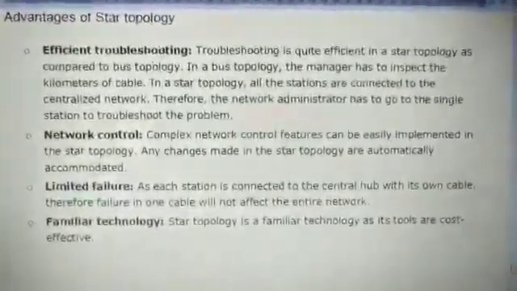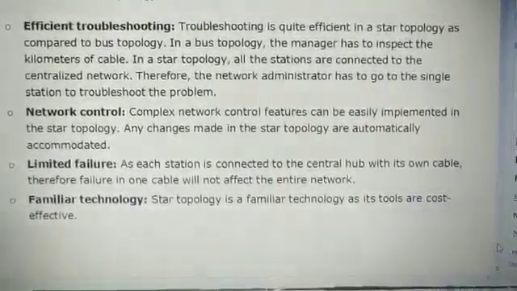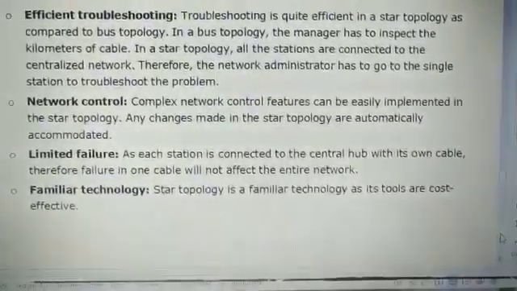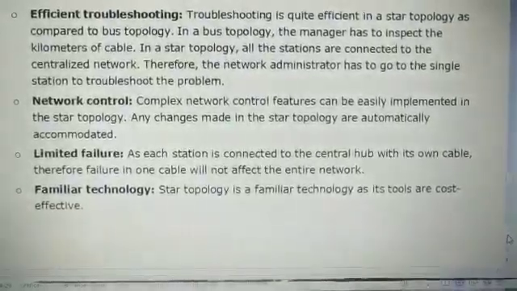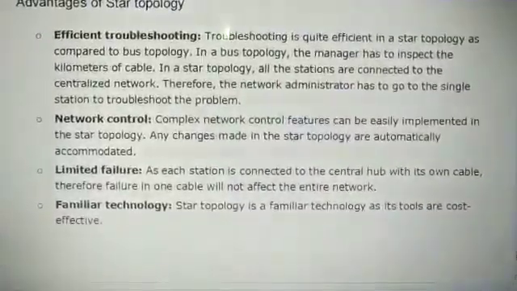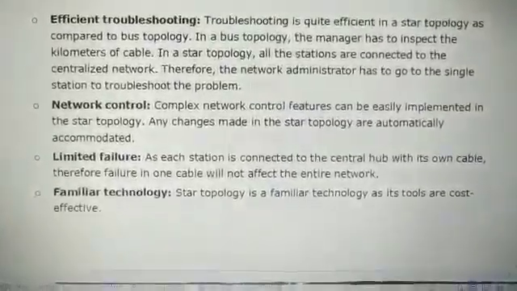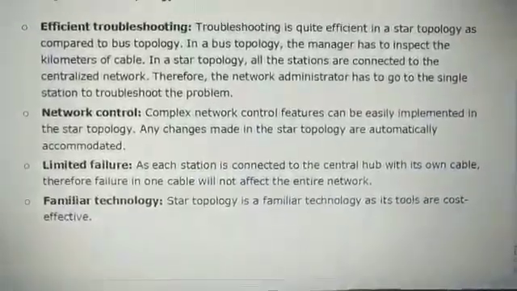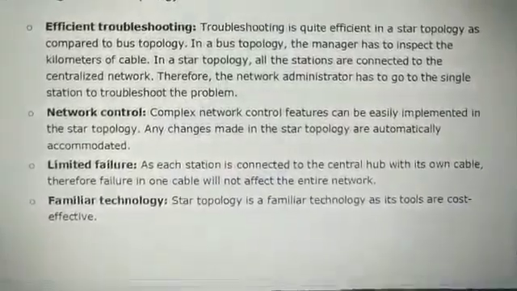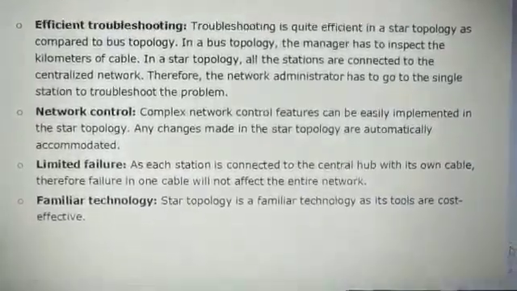Next one is network control. So complex network control features can easily be implemented over here, because any changes made in the star topology are automatically accommodated. Okay. Limited failure, why? Because each station is connected to the central hub with its own cable, therefore a failure in one particular cable will not affect the entire network, because one dedicated path is there. So if any fault occurs in this dedicated path, only that particular workstation or client will be affected. No other clients will be affected.